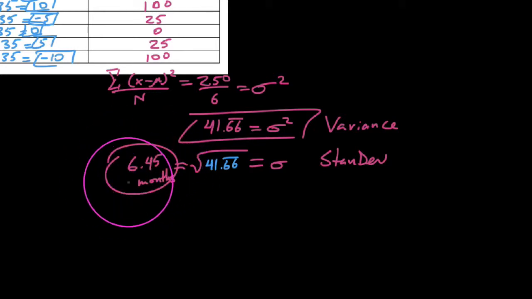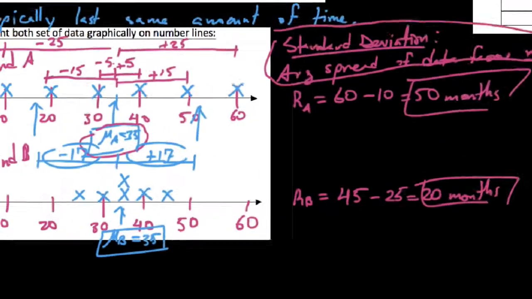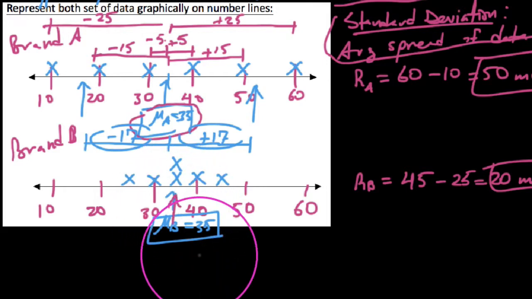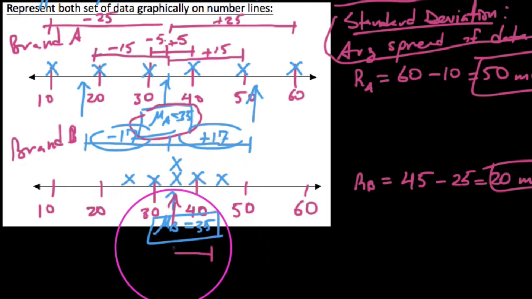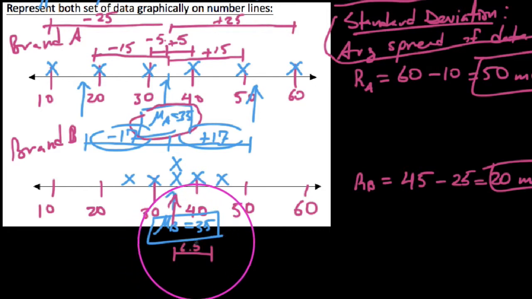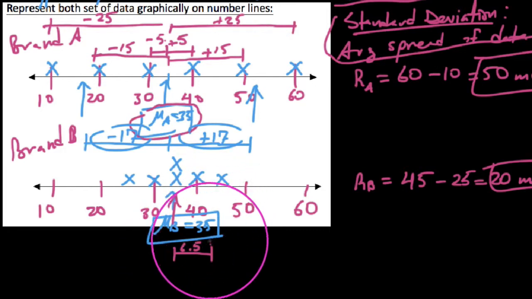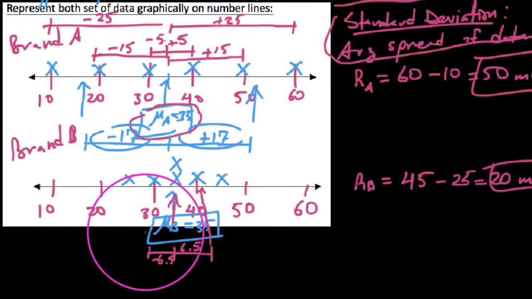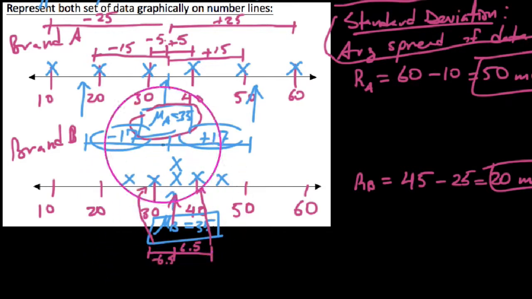So what is this telling me? If we pop back over to the original picture, looking at 35, which is centrally located, if you were to go about 6.5 months above this, you would be at about 41.5. And if we went 6.5 months below 35, this would be 28.5. We're saying that most data lies on average within 6.5 months below or above the average.